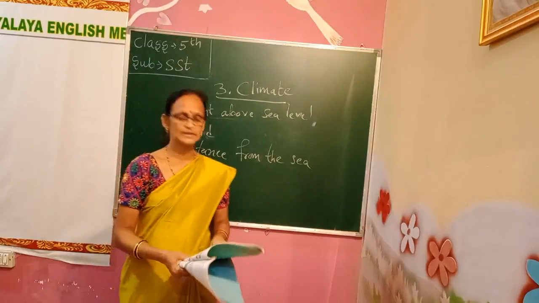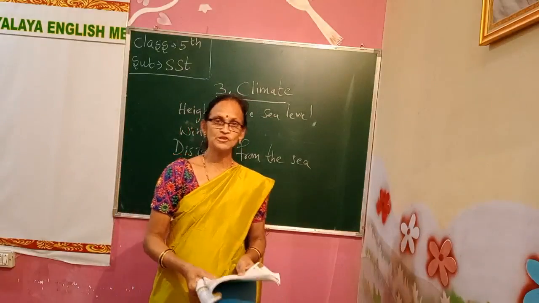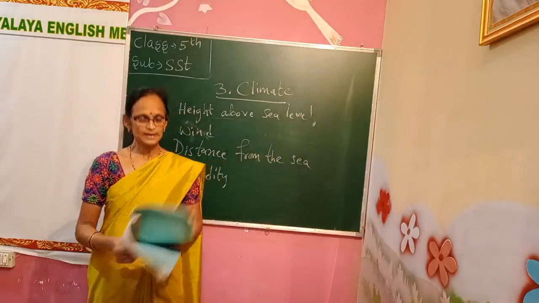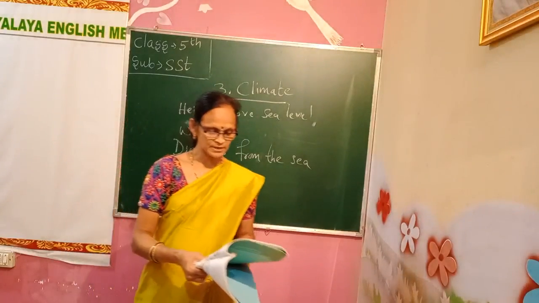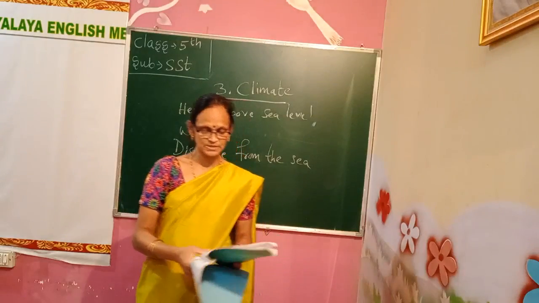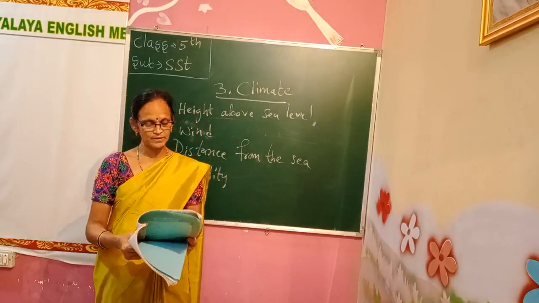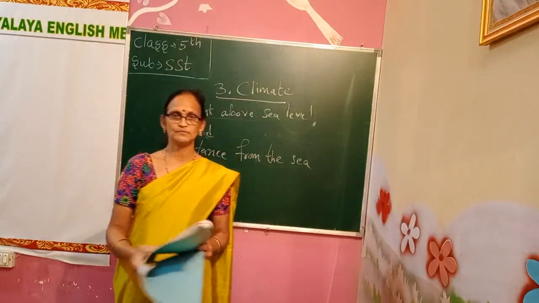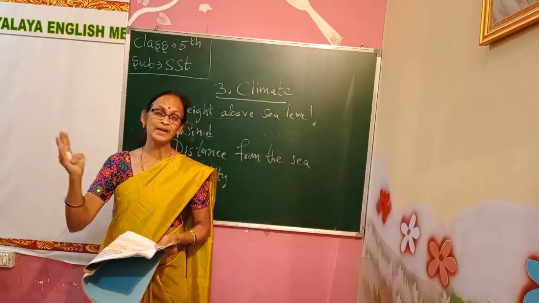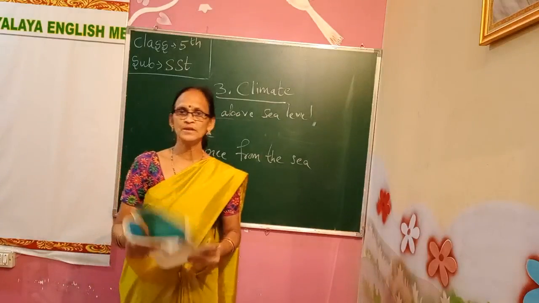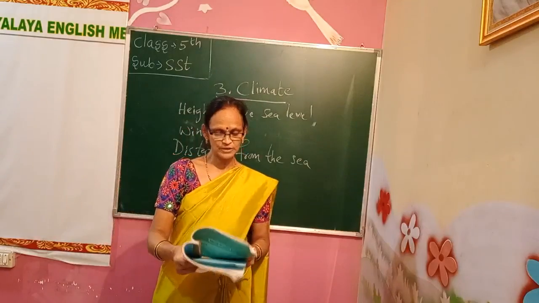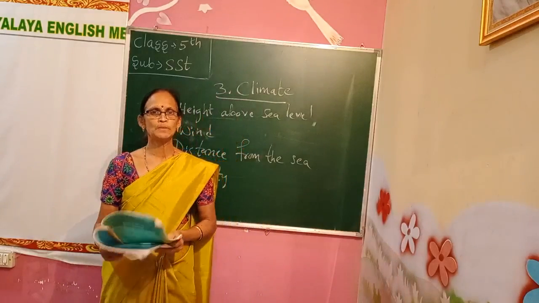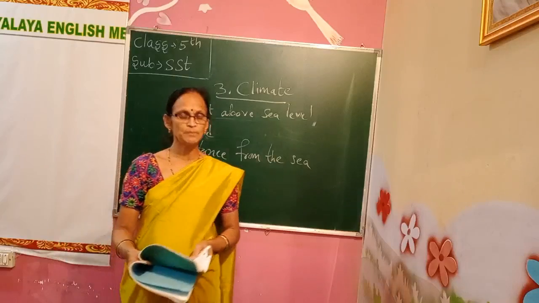Now let us go to the other factor, the wind. Wind is also affecting the climate. Places are affected by different wind systems. Wind is caused by uneven heating of the air around the earth. So wind means what? The blowing air is called wind. This wind differs from place to place.